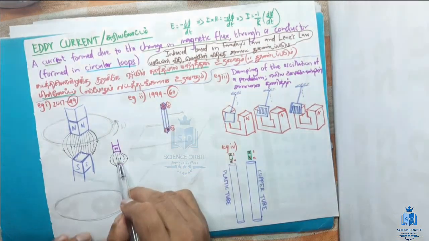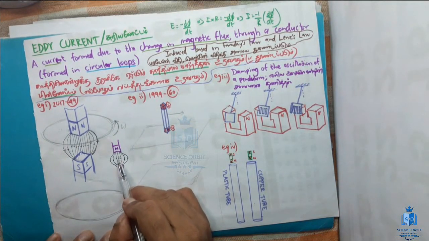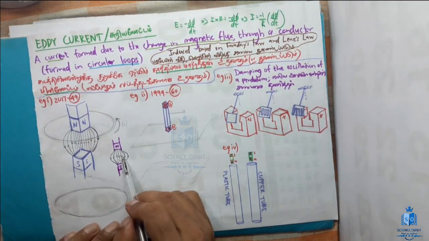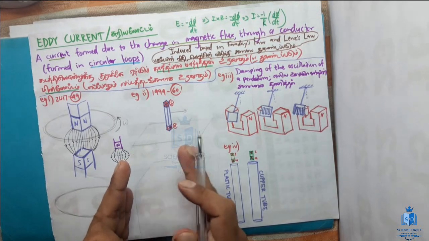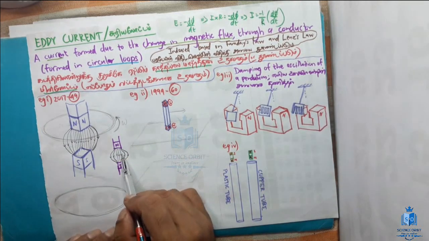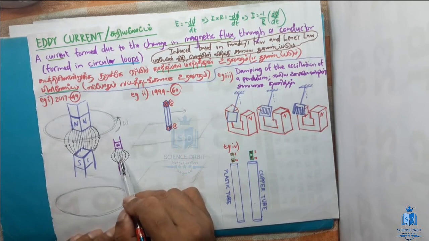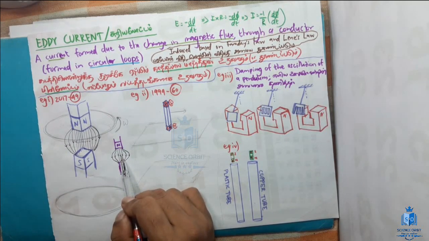So you can see inside there is a strong magnetic field. Why? The magnetic field lines are denser. They are closer to each other. But as you move outside, the magnetic field lines are getting further and further, so the magnetic flux density is reducing here. So here the magnetic field is weaker. Here the magnetic field is stronger. I hope you understood that.